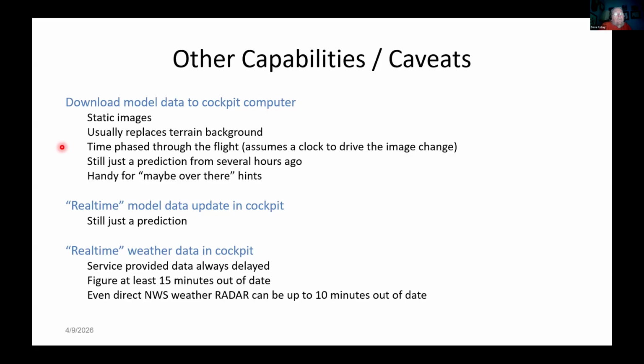You have to remember that this is still just a prediction. If it's 3 o'clock in the afternoon and you took off at noon and you did the download of the offline images so you could run it offline in your cockpit computer, you might have pulled a model that was run at 9 o'clock. What it is useful for is hints: maybe if I go 5 miles north, I'll find that convergence line.